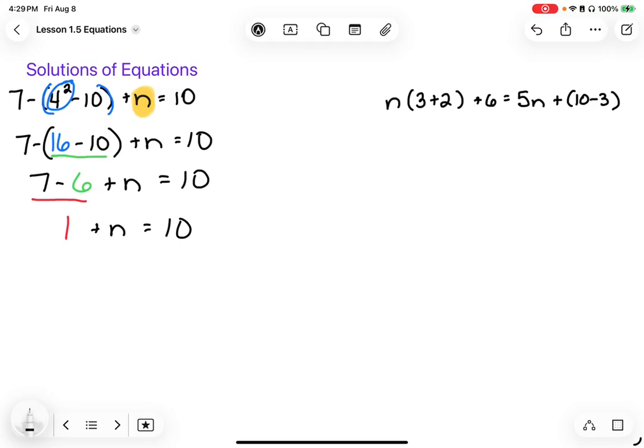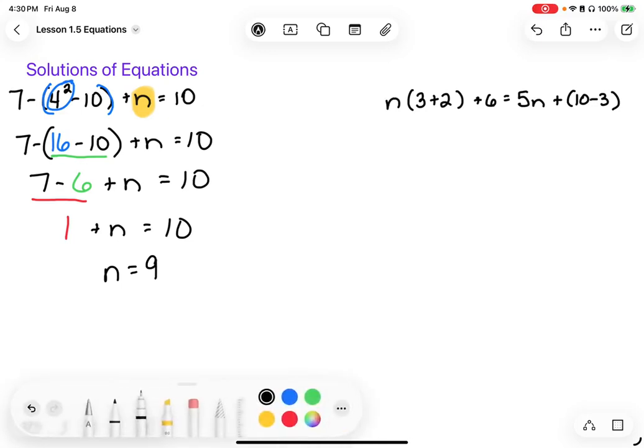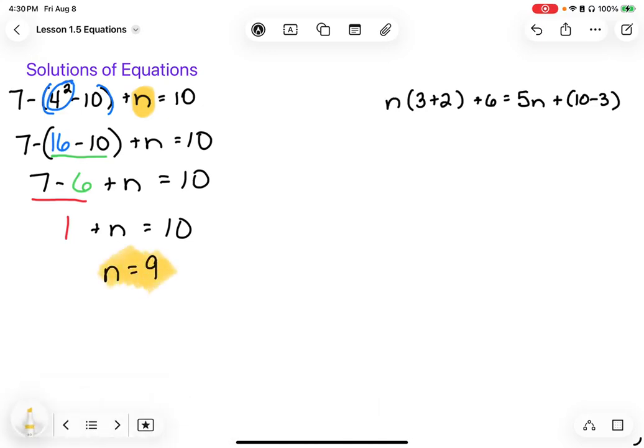We can't do 1 plus n because they're not like terms, so at this point there's nothing else we can do to simplify the equation, and so all that's left for us to do is to figure out what the value of n is. Now what this equation is saying is that 1 plus n equals 10, meaning 1 plus some number is 10. And of course, there's only one number that will work. There's only one number that when we add it to 1 gives us 10, and that number is 9. 1 plus 9 is 10, so the solution to this equation is 9.